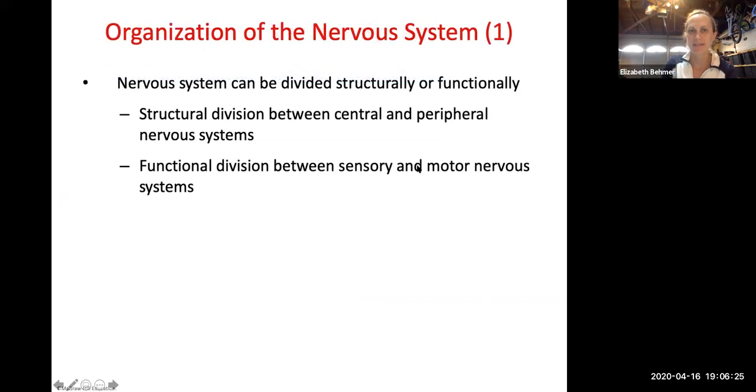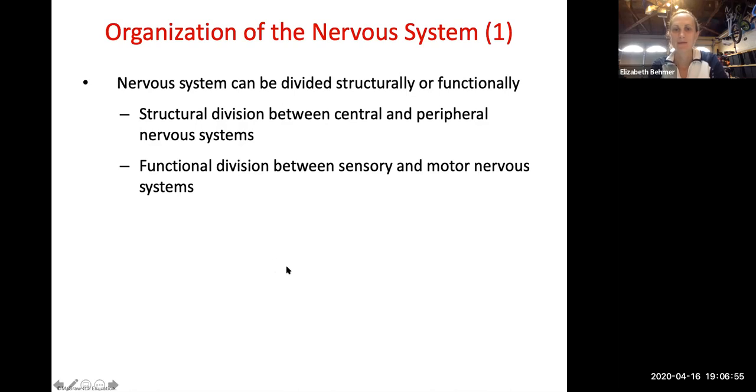So your nervous system can be divided structurally or functionally. Structurally, we divide it between the central and peripheral nervous systems, and we'll talk about what those two are. And then the functional divisions, we divide it between the sensory and motor nervous systems. The sensory division is the division of the nervous system that senses external stimuli, and the motor nervous system will be the part of the nervous system that controls any sort of response to the stimuli.